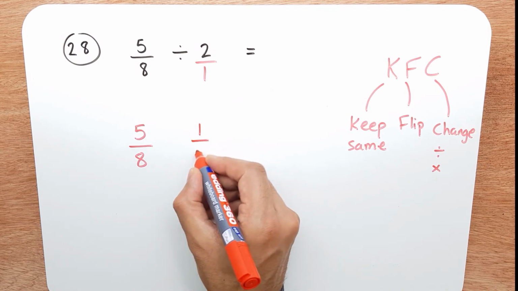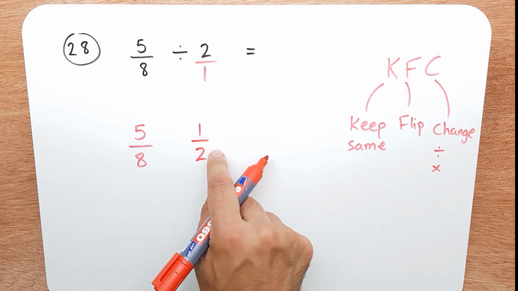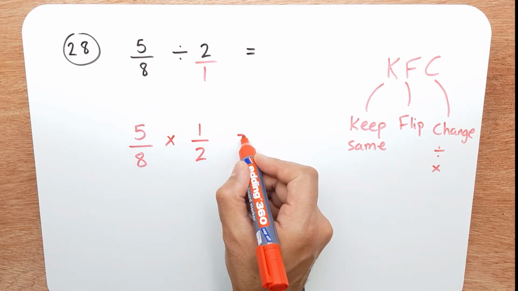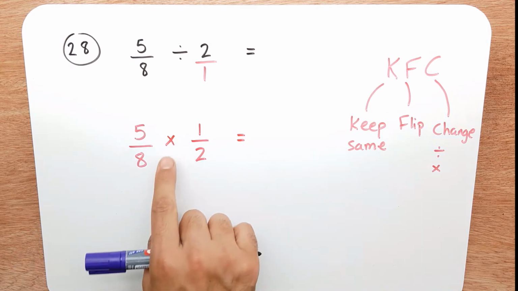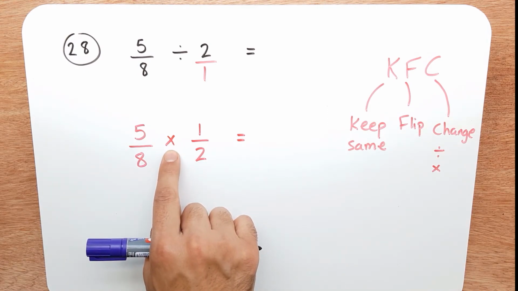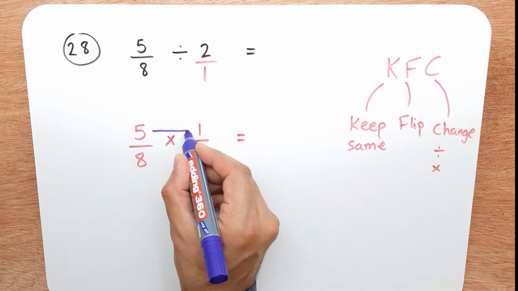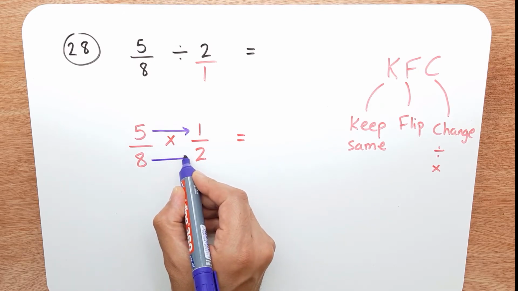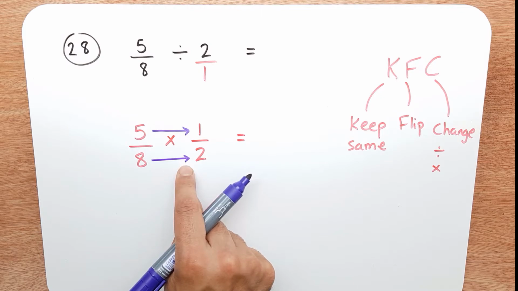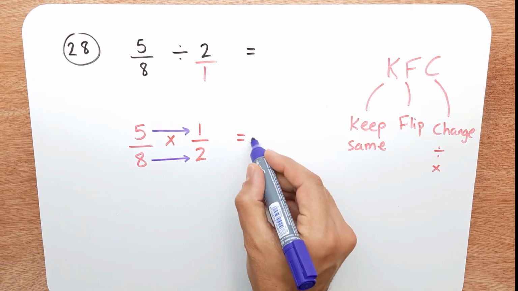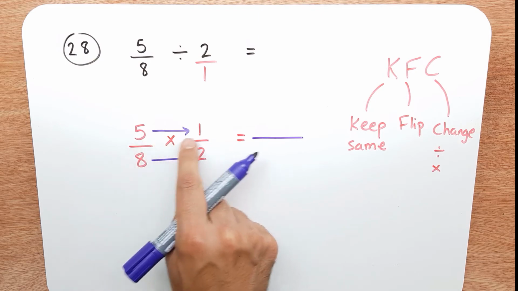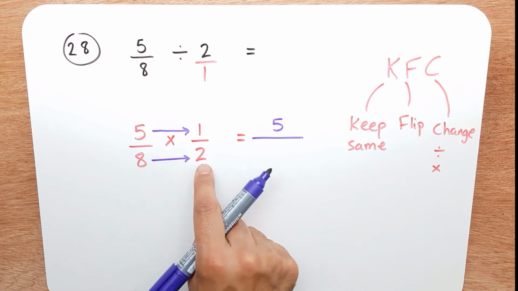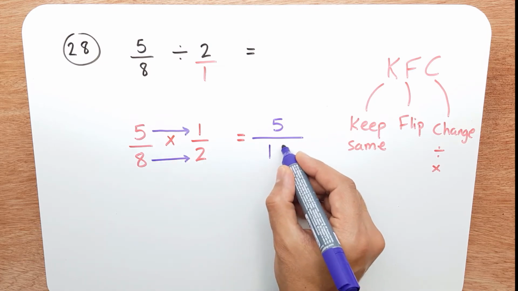So it becomes 1/2, which is a half. And the third step is to change the divide into a times. So that's what we have now. Now multiplying fractions is probably the easiest one. You multiply the top numbers, the numerators, with each other, and you multiply the bottom numbers or the denominators with each other. So let's draw the fraction line here. 5 times 1 is 5, and 8 times 2 is 16.